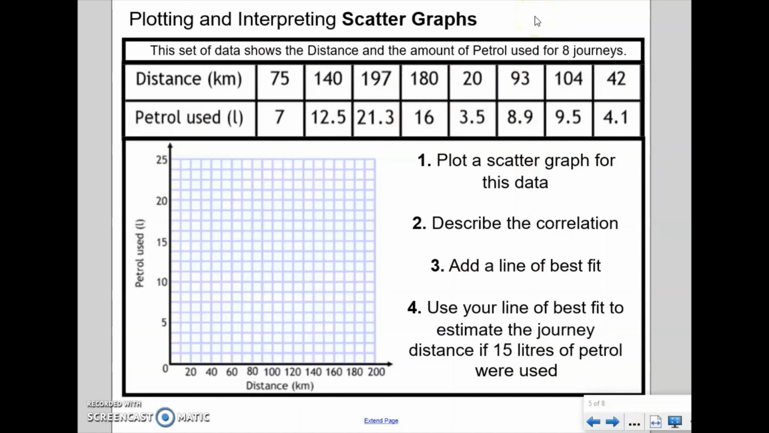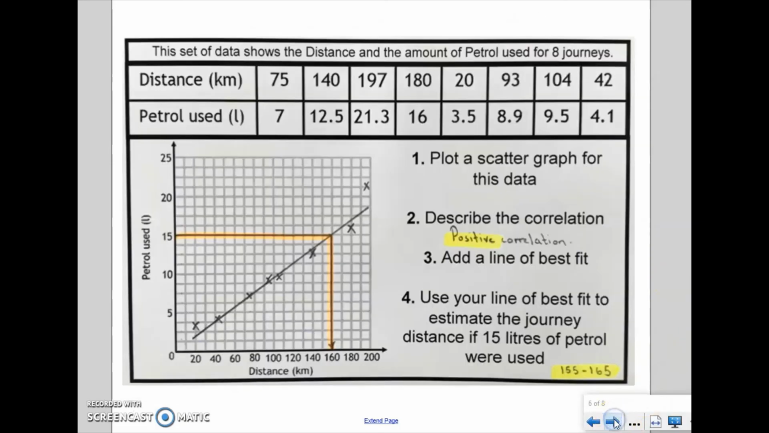Question 3 of 4. You may want to pause the video here and have a go at question 3. Okay, welcome back. My solution for question 3 looks like this. We're dealing with a positive correlation. You can see it's actually a strong positive correlation. The scatter points are very close to my line of best fit.